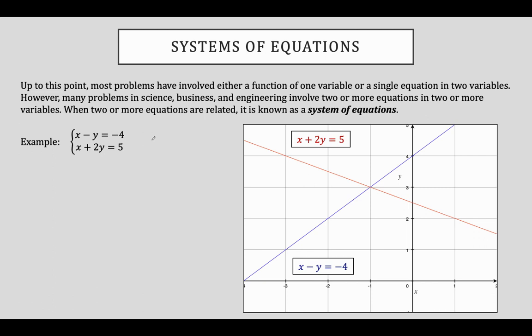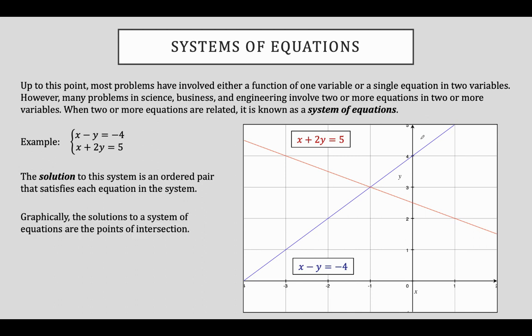Now, if you were to take each one of these equations individually and graph them, you would have two lines. Here I have the line x plus 2y is equal to 5 in red, and here I have x minus y is equal to negative 4 in blue. The solution to this system is an ordered pair that satisfies each equation in the system. In other words, the solutions to a system of equations are the points of intersection of our curves, or in this case, of our two lines.